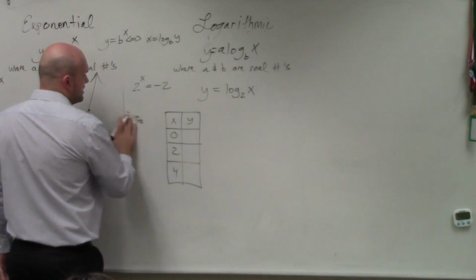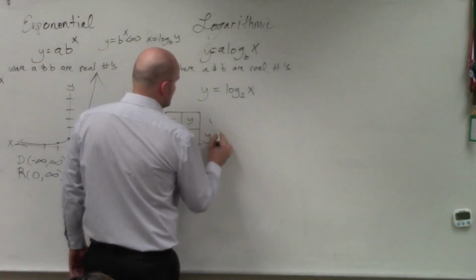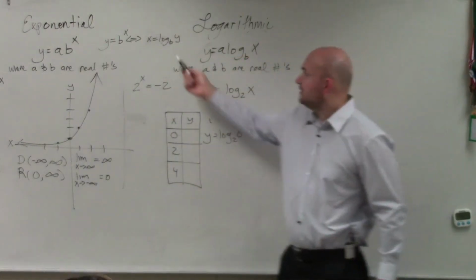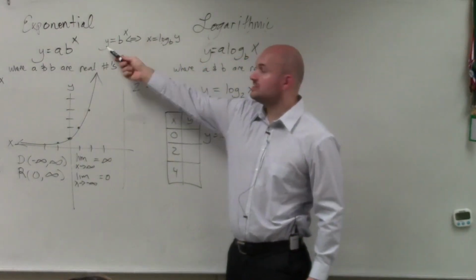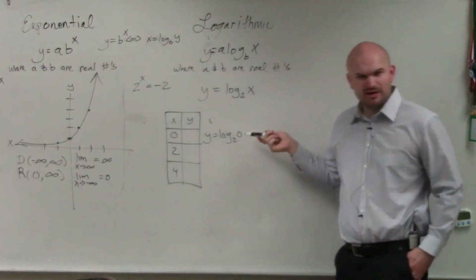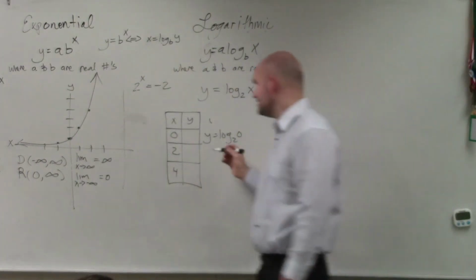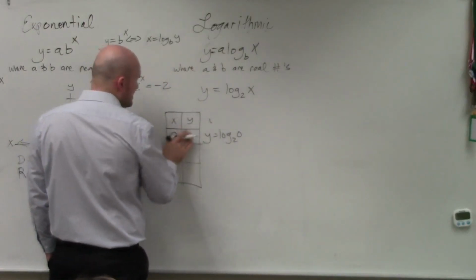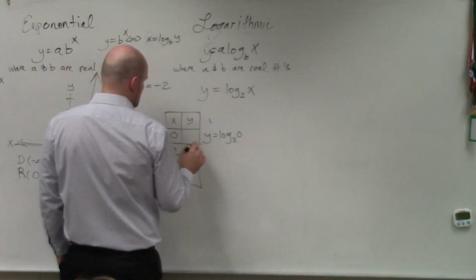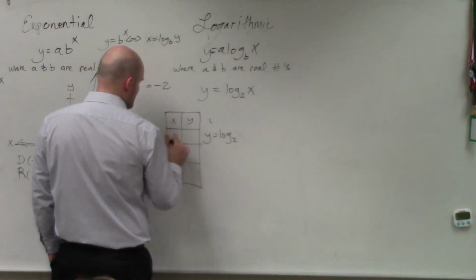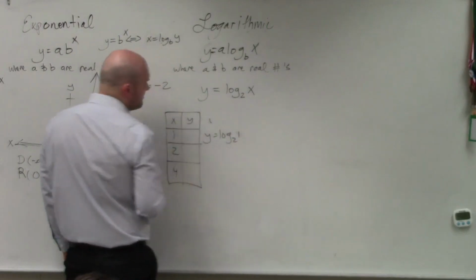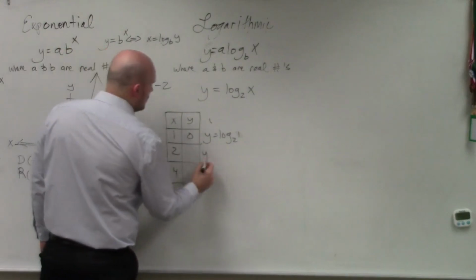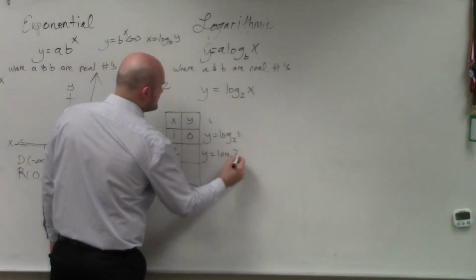Actually, let's do it over here. y equals log base 2 of 0. Again, the logarithm is stating 2 raised to what number is going to give you this y. So 2 raised to what number is going to give you 0? We don't have that. That's undefined. Sorry, that's supposed to be 1. 2 raised to what value is going to give you 1? That's 0. y equals log base 2 of 2.